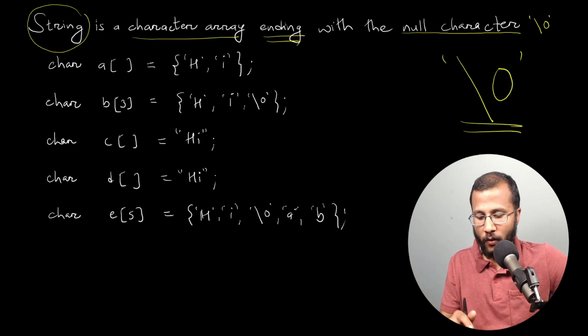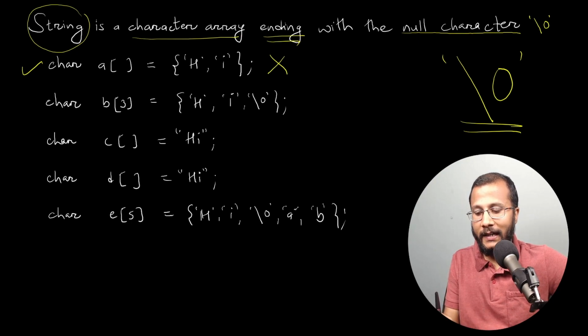So let's look at all these character arrays. First, character array A. Now is this a string? This is not a string because it is not ending with a null character. I have 2 characters here, H and I, but there is no null character present in this. So this is a character array, but it is not a string.